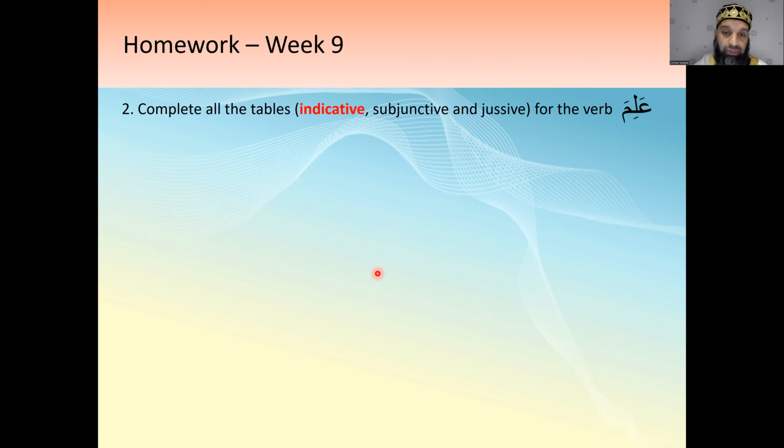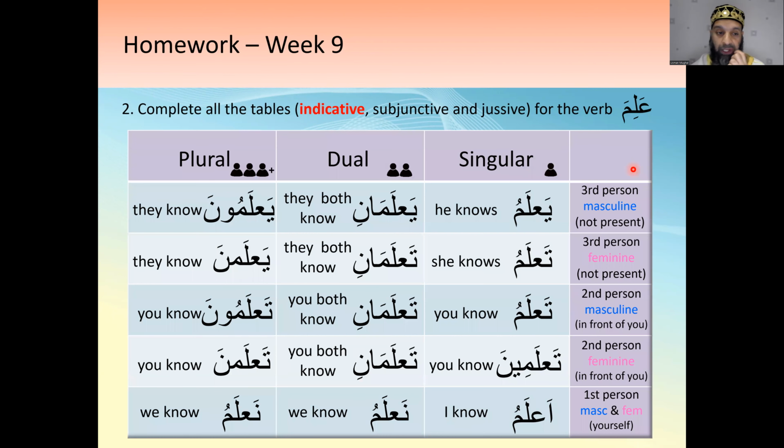Complete all the tables: indicative, subjunctive, and jussive for the verb 'alima. So it's basically saying complete all the tables for marfu', mansub, and majzum for the verb 'alima. Again, this is just practice so that it can sit in your head. And this is the trickiest table out of them all. If you're struggling, remember what we said: forget the duals and forget the feminines as well, and just concentrate on the masculines, because that's what comes most in the Quran.